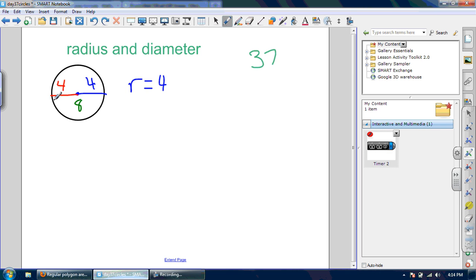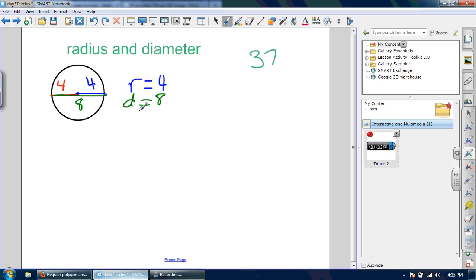And so what does this length 8 represent? Okay, good. 8 is the diameter. It's the distance from one side to the other, and it should pass through the center. It's not quite clear by my drawing, but you get the idea. So you can say diameter equals 8.